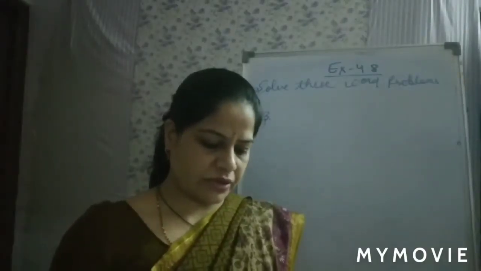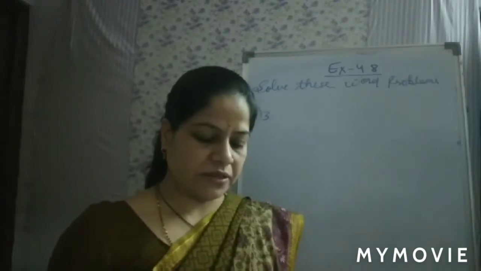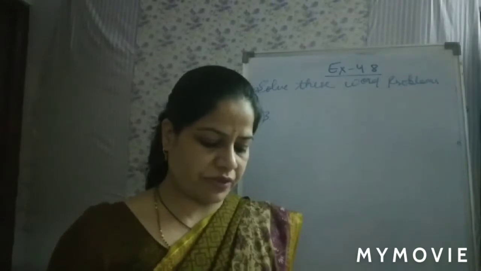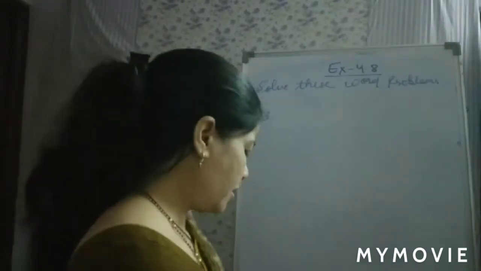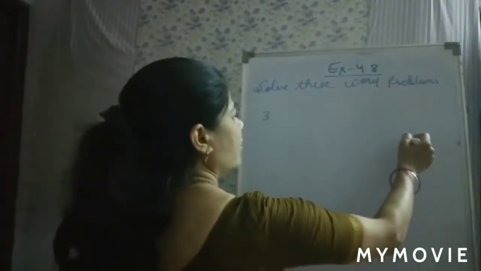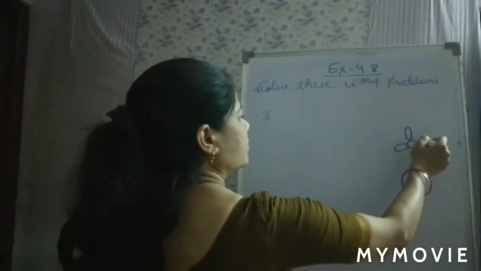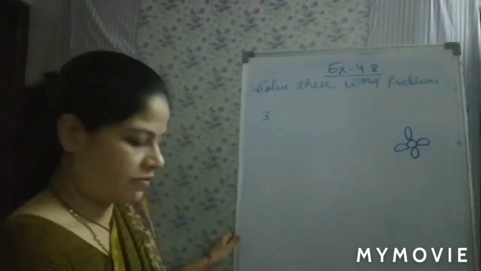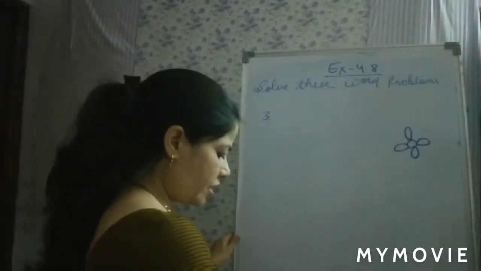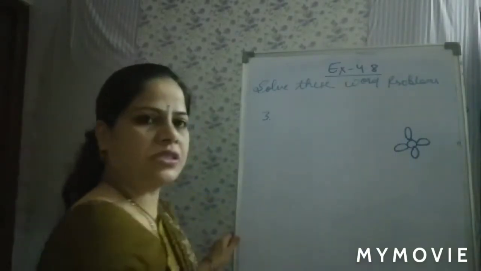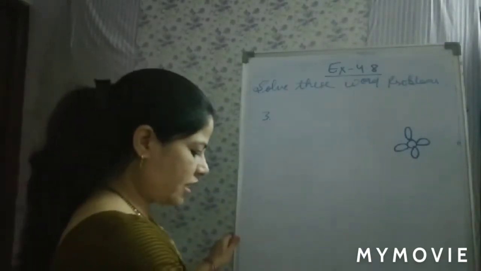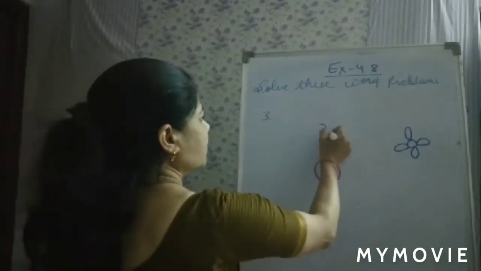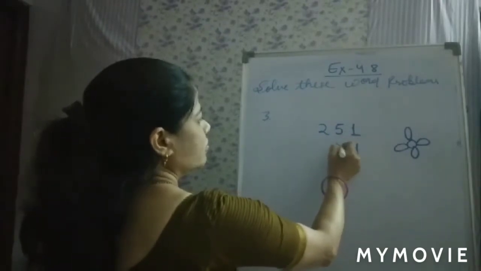Now I am taking the third word problem. There are 4 petals in each flower. How many petals would there be in 251 flowers? See, this is the flower and 1 2 3 4 petals in this flower, and there are 251 flowers of this type. So how many petals are there in 251 flowers? So you have to multiply 251 by 4.